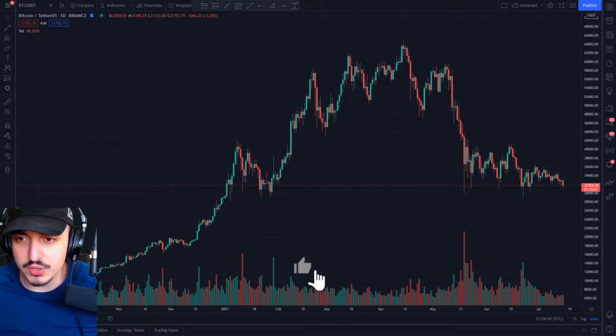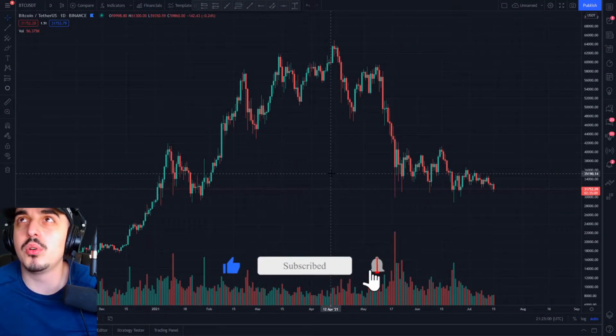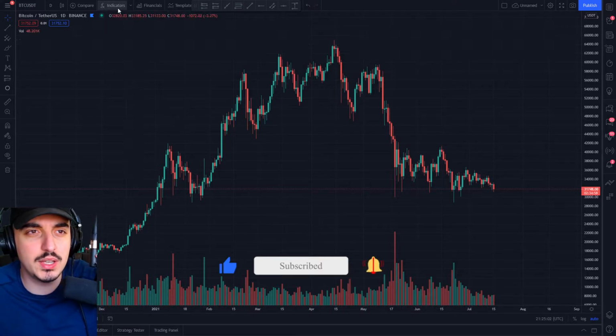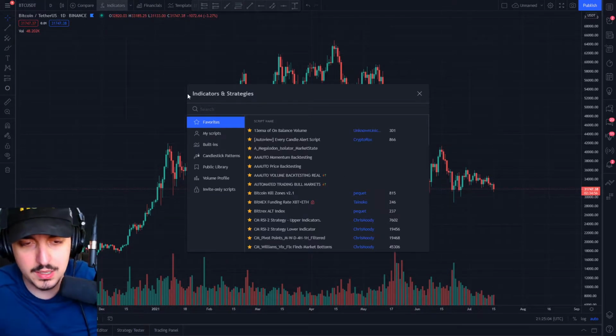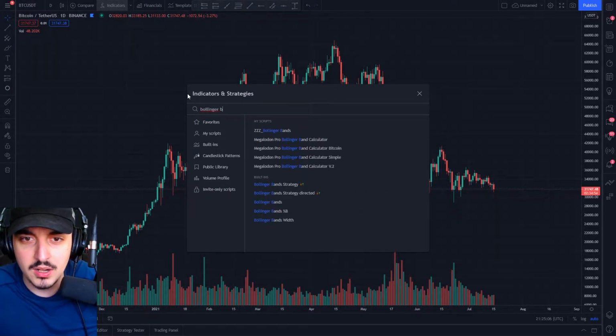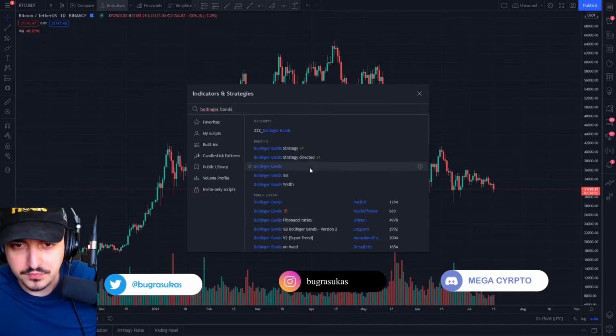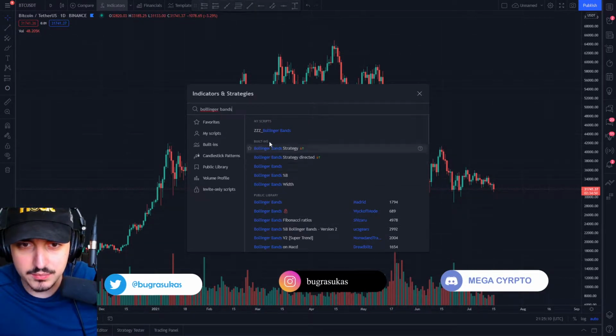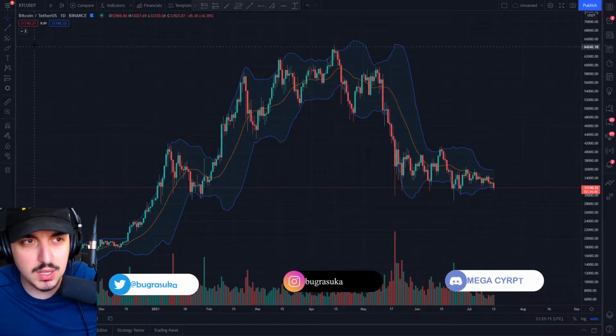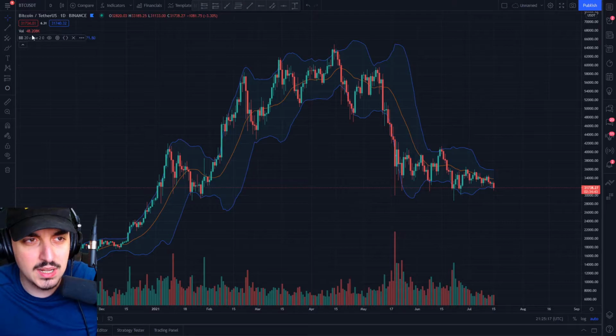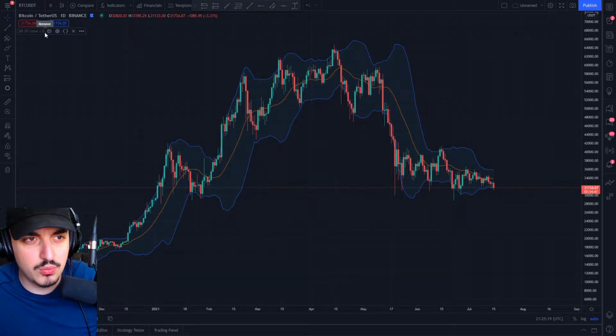All right, so first of all, we are going to take a look at the Bollinger Band. So I want to click on the indicators and type in Bollinger Bands. This top one over here is just the Bollinger Bands, and we're going to add this on top of our chart. Let's go to the settings. Let's remove this volume over here, and then let's click on the settings.